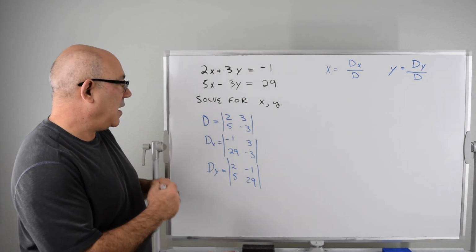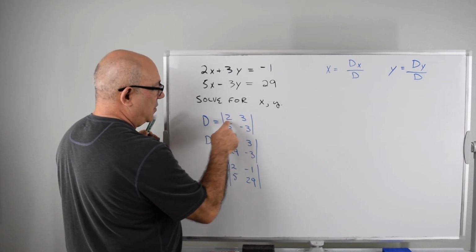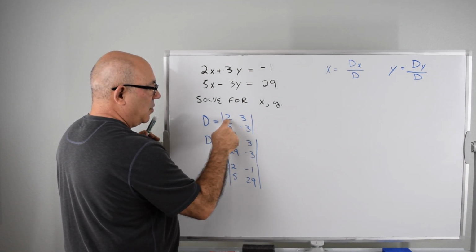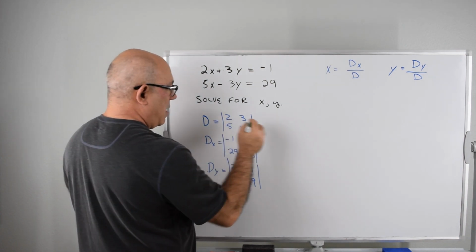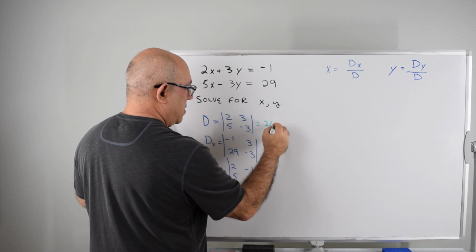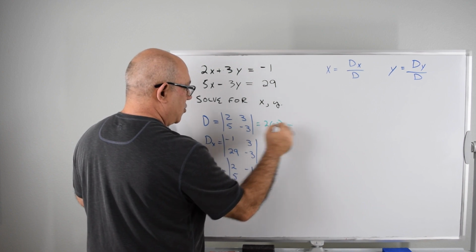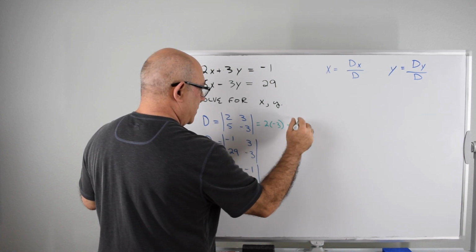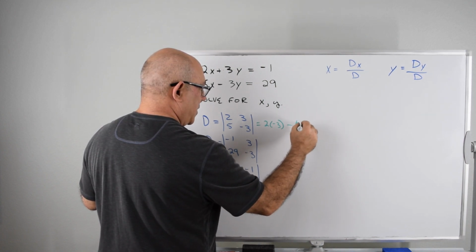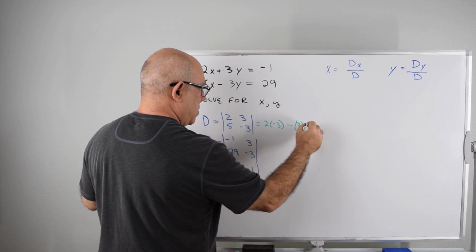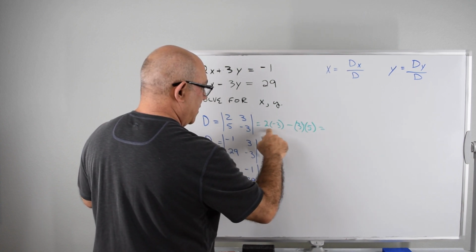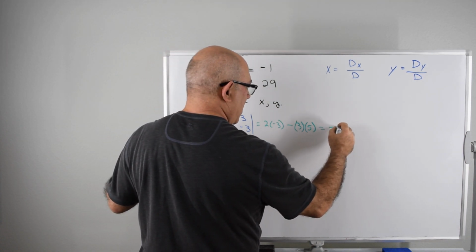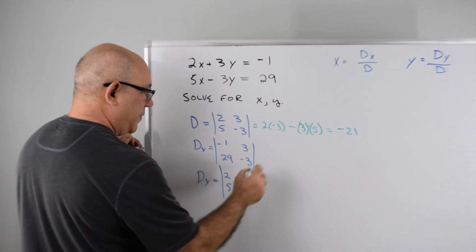So let's do that. To solve this, what we do is we cross multiply in this little matrix. We do 2 times minus 3. Then we subtract the other direction, the multiplication of those two. And that's going to equal minus 6 minus 15, which is minus 21.